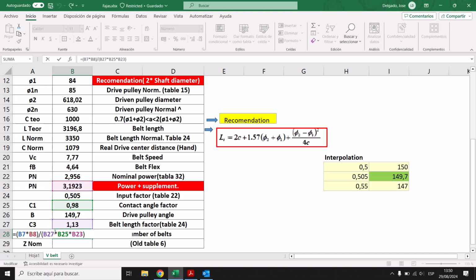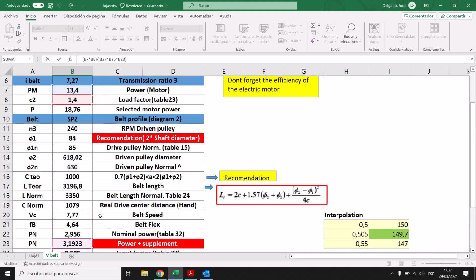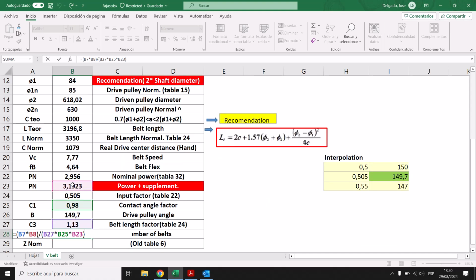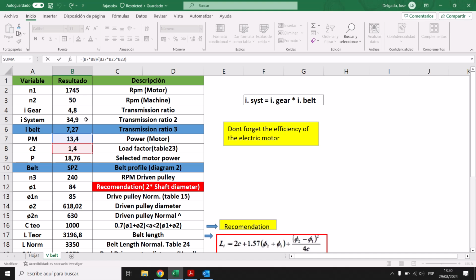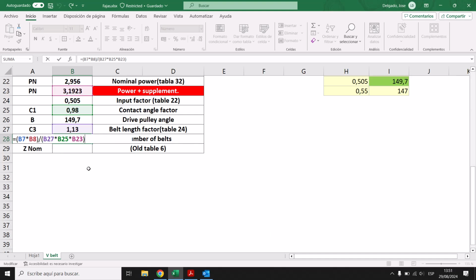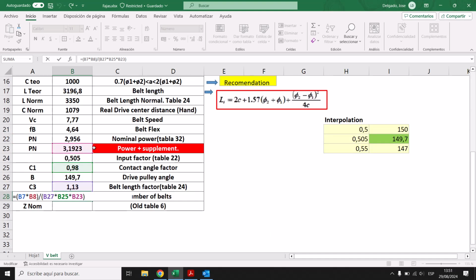Okay, this is the equation to calculate the number of belts. The first is the power of the electric motor that we have multiplied by the load factor, and this you should divide by the power plus the supplement or additional power that we select, also multiplied with the contact angle factor and the belt length factor. This is the number of belts.